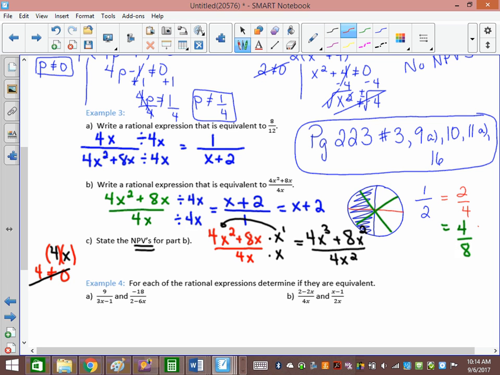Then my other one is going to be x can't equal 0. Do I have to solve it out? No, that one's easy. It's literally done for you. X can't equal 0. So the only NPV for this question is x can't equal 0. Make sense? All right.